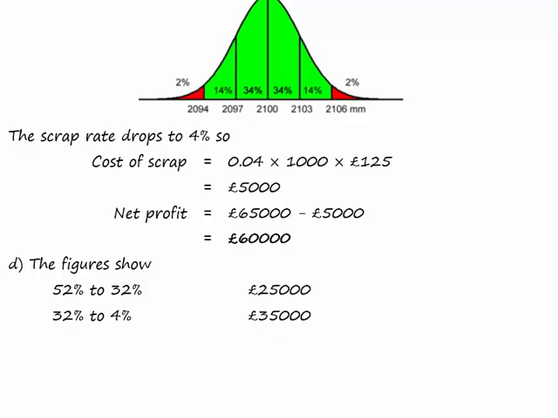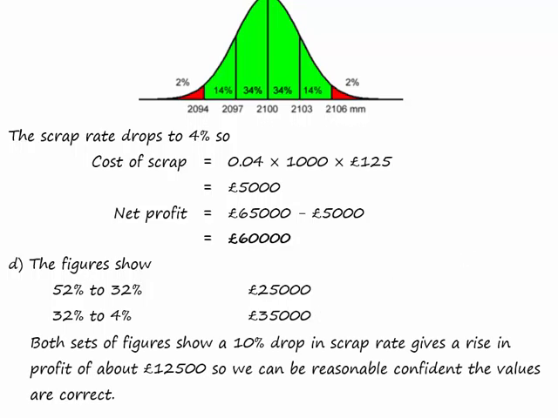So that's roughly 12,500 for every 10%. So this figure and this figure agree with each other. So therefore we can be reasonably confident in our values.